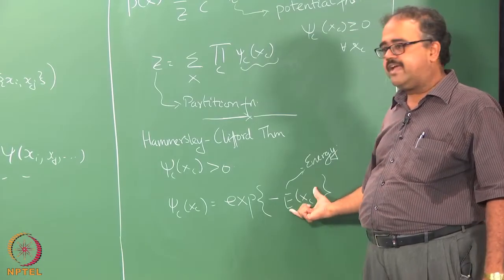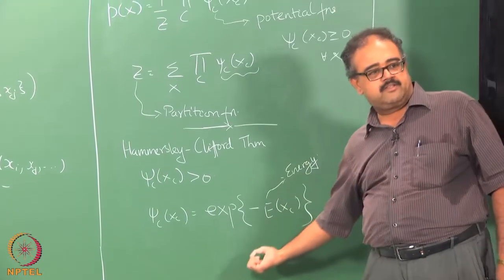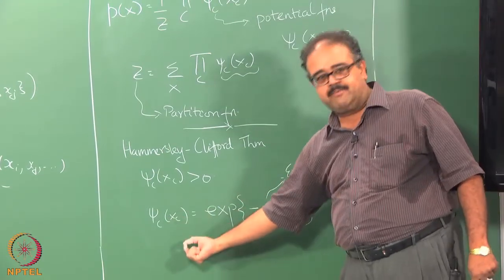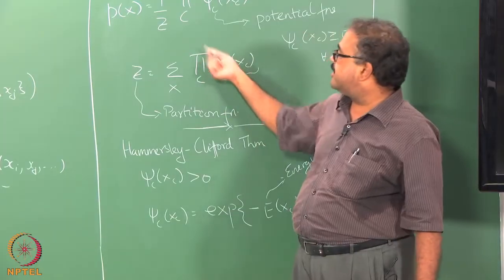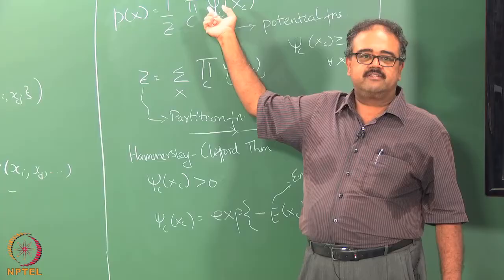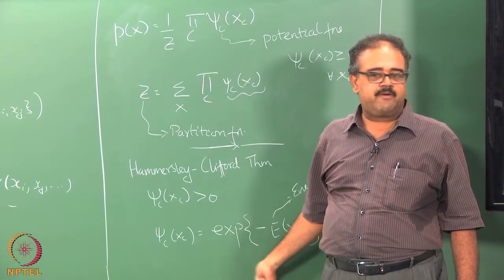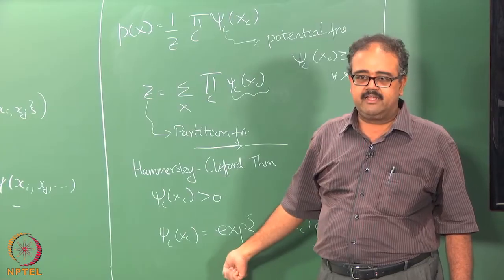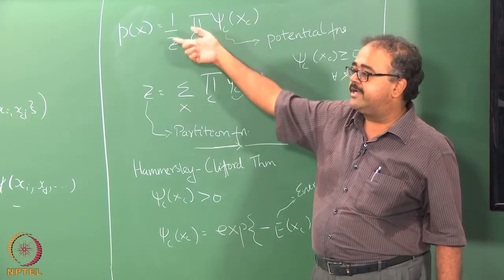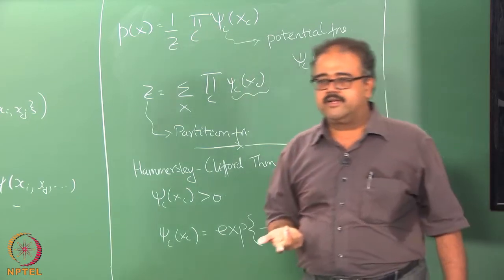So if the energy is very high, it is going to be e power minus the energy, so this factor will be low, and this psi c is going to multiply here in your numerator, therefore the probability that you assign will be low. If the energy is very low, the e power of that will be relatively high, and therefore the probability you will assign will be higher. So that is essentially what we are going to do.